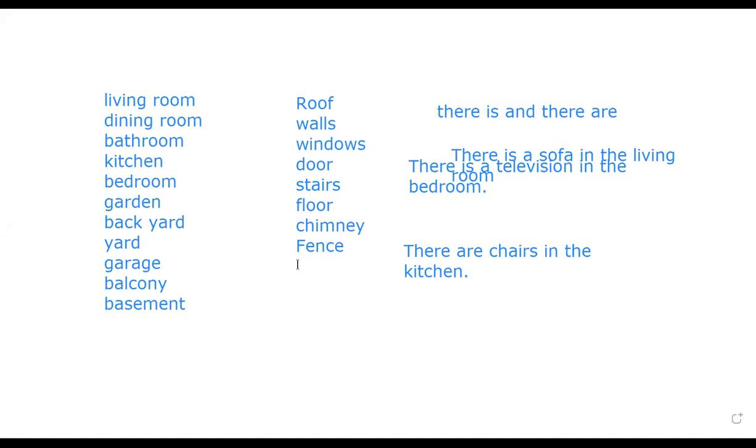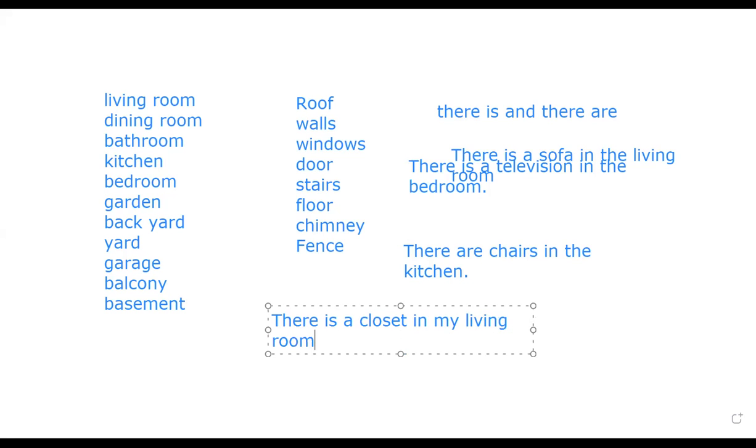Okay, so let's see. Bueno, recuerde, cada oración comienza con letra mayúscula, ¿verdad? There is. Capital letter, yes. Every sentence starts with capital letter and ends with a period y termina con un punto, ¿verdad? There is a closet. There is a closet in my living room. Do you have a closet in your living room? Yes, there is a closet in my living room. Do you have a closet in your living room?